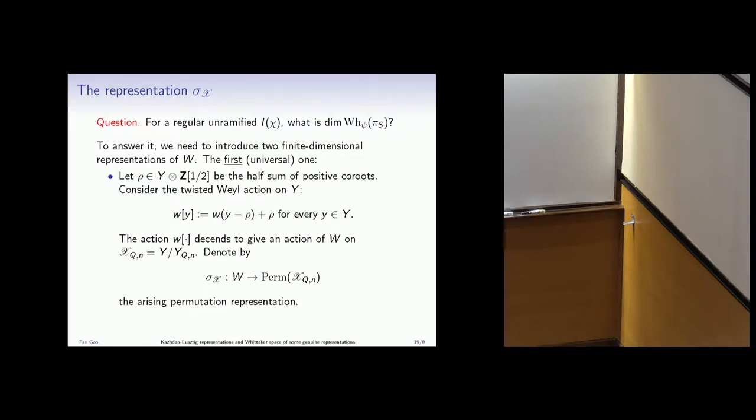Remember you have this sublattice there, and this sublattice is Weyl invariant with respect to the usual action. So now this twisted action gives you a well-defined twisted action on this quotient space, which, as I mentioned, is, so to speak, the moduli space of the Whittaker space of unramified principal series. So you get a very simple permutation representation. This will be our first representation, which is universal, meaning it does not depend on the S.